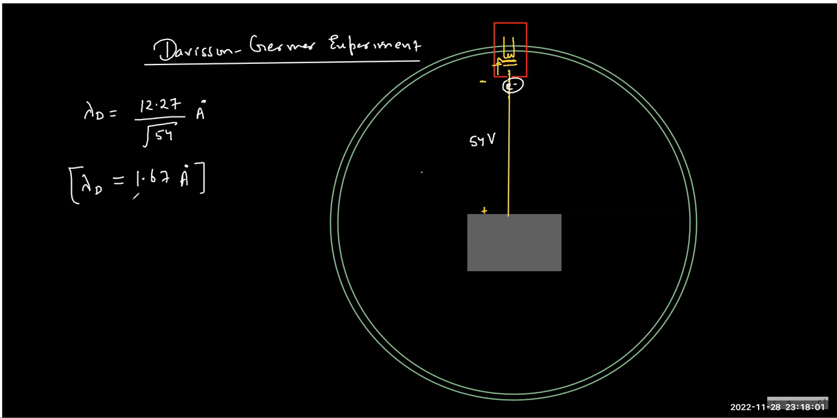So now we are playing with an electron whose corresponding de Broglie wavelength is 1.67 angstrom. I hope this is clear. Very good. So what do we do next?